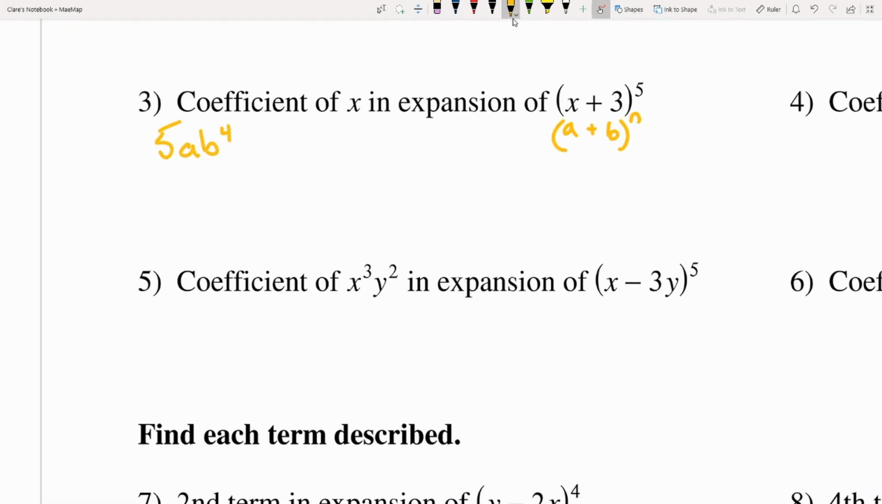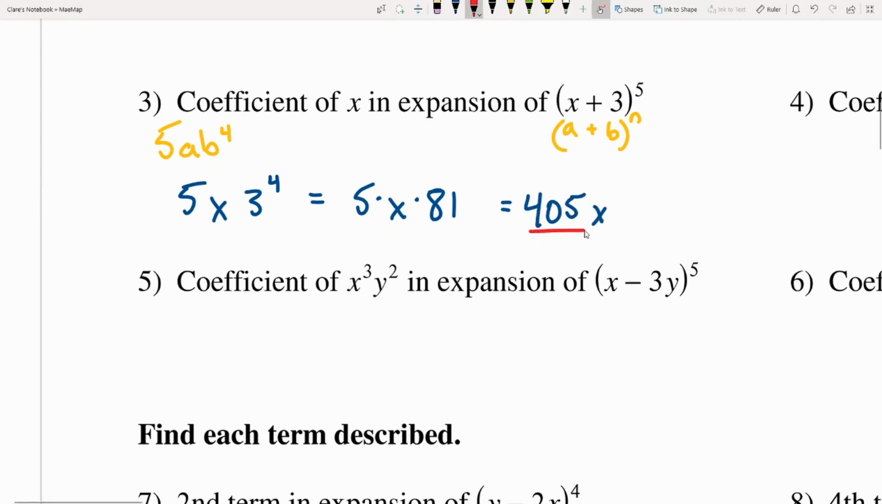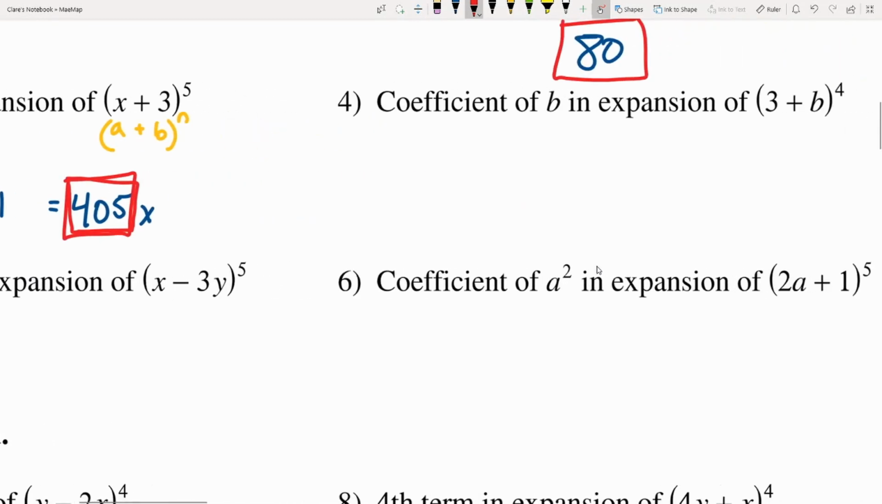So filling that in for this problem, we have 5 times x times 3 to the 4th. 3 to the 4th is 3 squared times 3 squared, 9 times 9, that's 81. And 5 times 81 is going to be 405. So we have 405x. So 405 is that coefficient. So 405 is our solution.